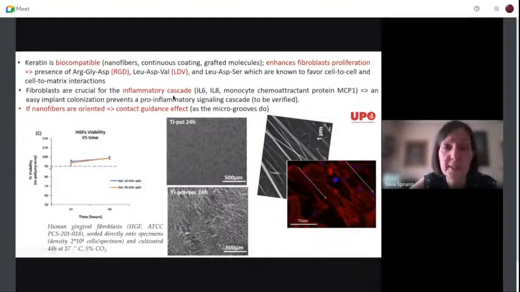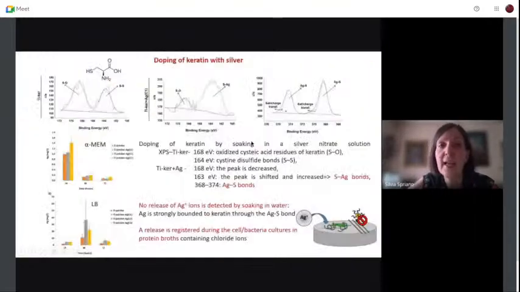So what is interesting is that fibroblasts are crucial for the inflammatory cascade, and so an easy implant colonization can be useful for preventing a pro-inflammatory cascade, and we want to verify this. And as I told you, you can also have a contact guidance effect if you are able to align the keratin nanofibers. And as a second step, you can dope the keratin fibers or coating with silver, and you can see again the XPS signal.